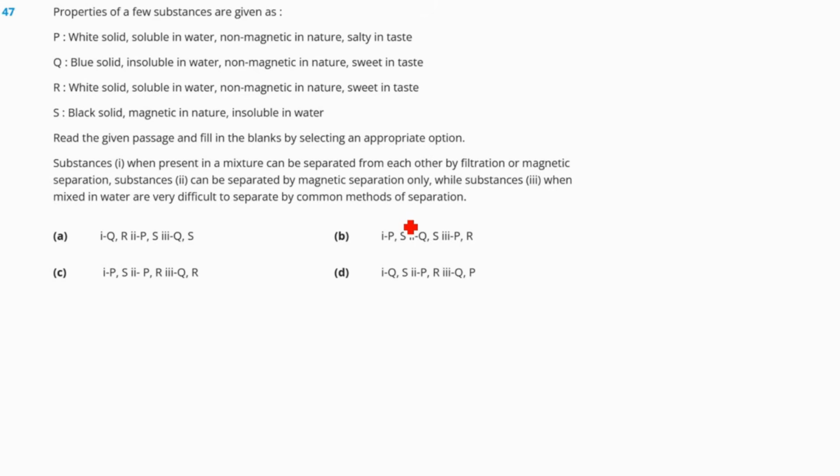Okay. Two substances 2 can be separated by magnetic separation only. That means what? Magnetic separation only means, you can understand that both S and Q, non-magnetic in nature and magnetic in nature, can be separated by magnetic separation only. Okay. Substances 3, when mixed in water, are very difficult to separate by common methods of separation.